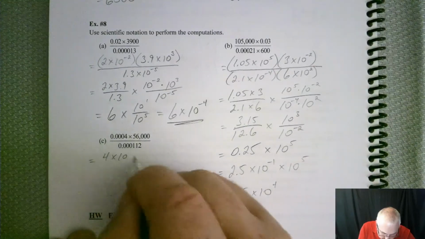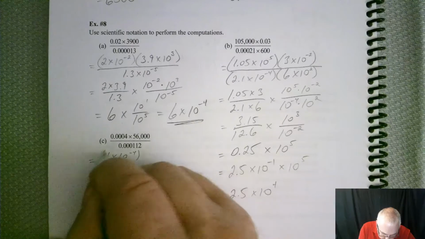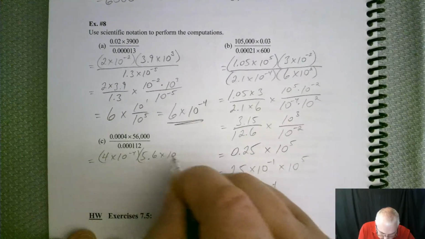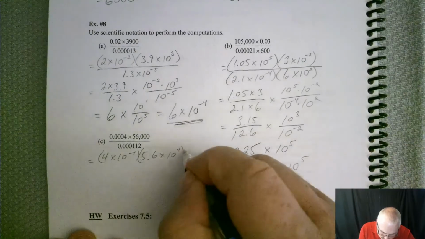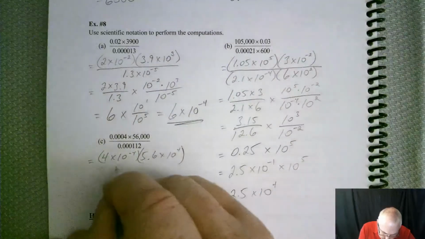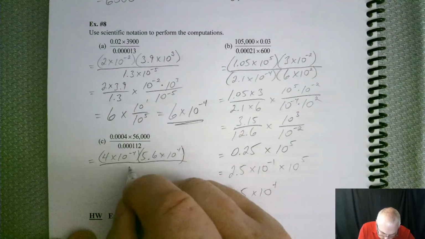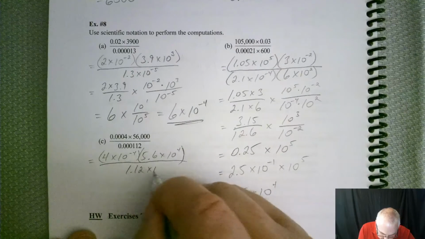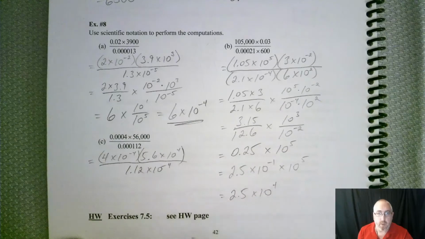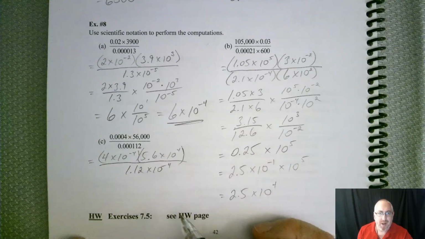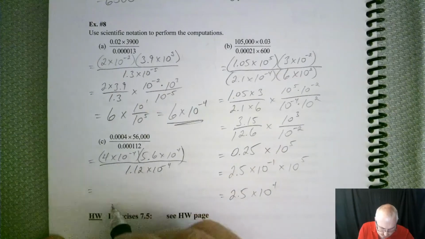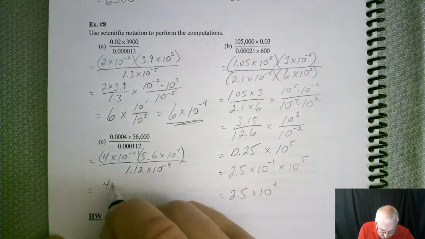So 4 times 10 to the negative 4, 5.6 times 10 to the 4, and I'm breaking all my leads, and then 1.12 times 10 to the negative 4 again. So we got a lot of 4s for exponents in here, so how can we tackle this? Well, we still want to separate things out.